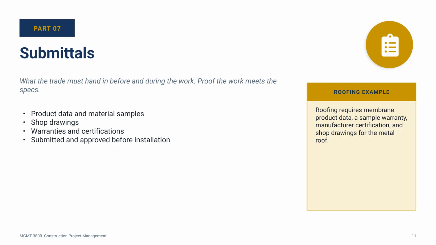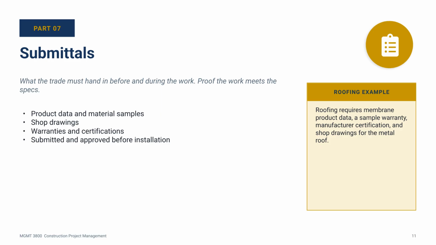Part 7, submittals. These are the documents the trade has to hand in before they can do the work. Product data sheets that prove the material meets the spec, shop drawings that show how they will actually build it, warranties, manufacturer certifications. These get reviewed and approved before installation, sometimes weeks before.